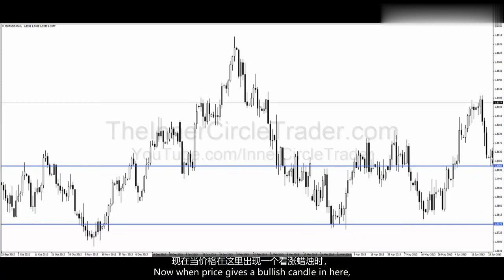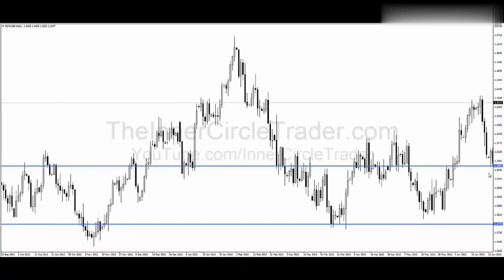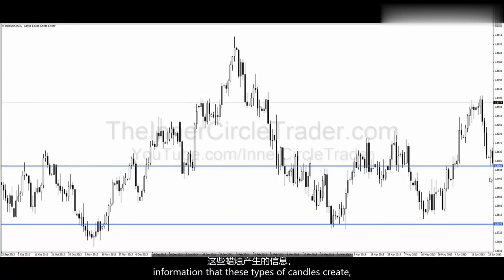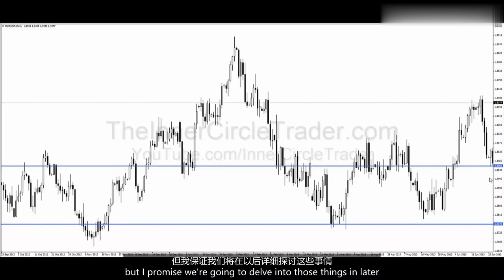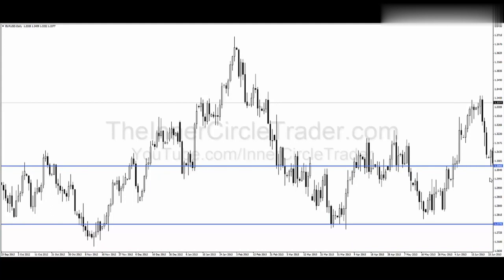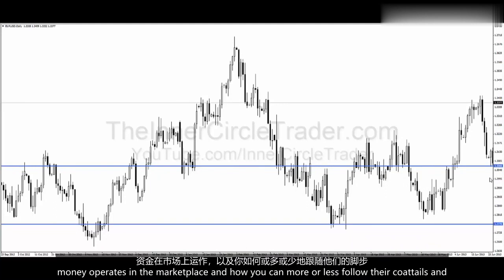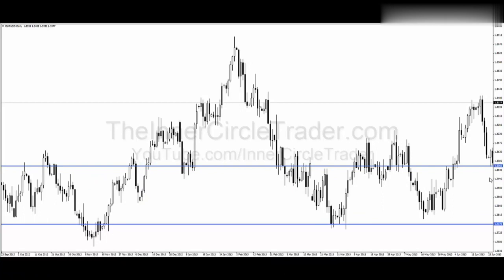Now when price gives a bullish candle in here, this by itself indicates a lot of different things. And this episode will not be long enough to go into the information that these types of candles create, but I promise we're going to delve into those things in later episodes. But for now, we're going to be giving a lot of generic, broad ideas about how smart money operates in the marketplace and how you can more or less follow their coattails and try to hopefully see a profitable swing in your favor.